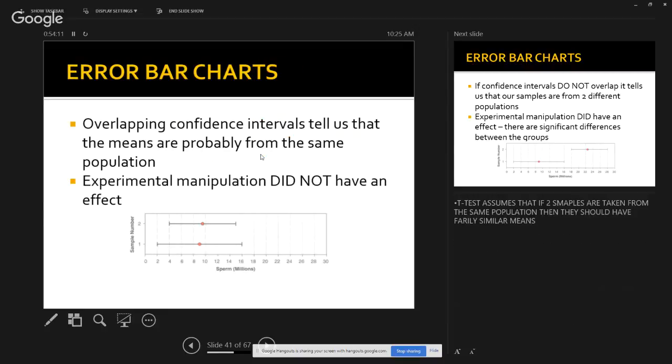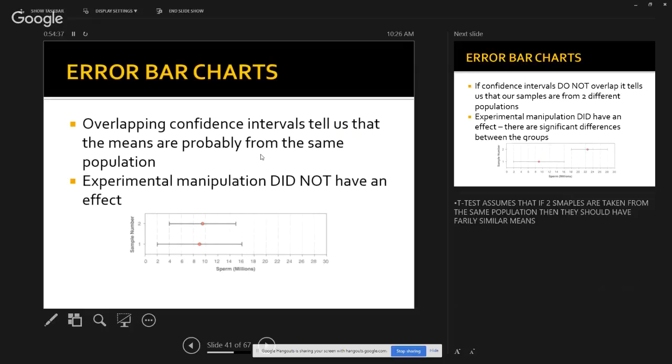So when we look at error bar charts, the overlapping confidence interval tells us something. I guess this is the quail stuff again, sperm count. So these are two different quails. And notice that the lines are parallel to each other, okay?